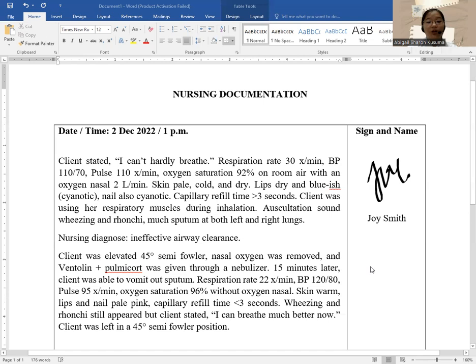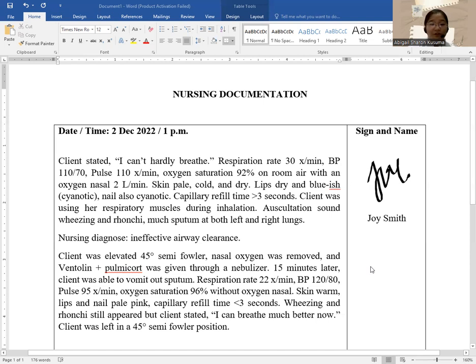This is the condition of the patient before the nurse gives an intervention. And the nursing diagnosis here is ineffective airway clearance. So the nurse will later give interventions and see what the condition of the client will be, hopefully better, after the intervention and implementation.